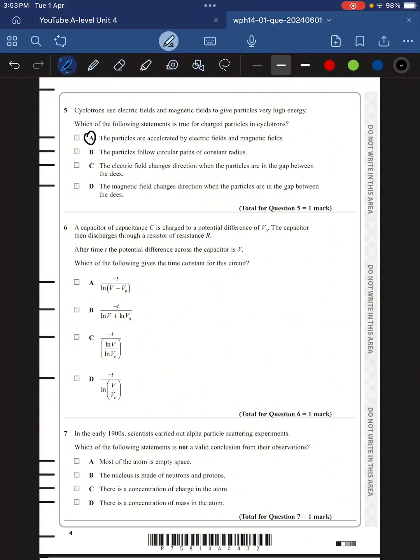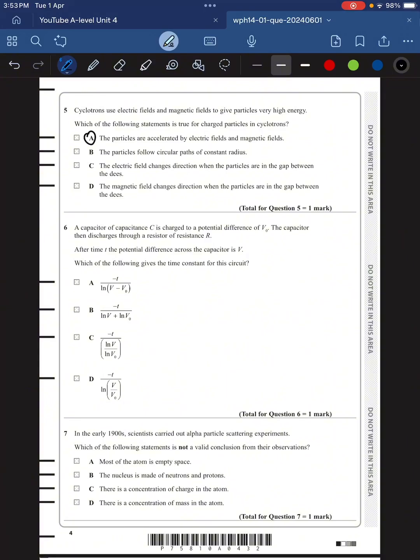The particles follow circular paths of constant radius. That's not necessarily true because the radius depends on the charge and the mass and so on. The electric field changes direction when the particles are in the gap between the Ds. That sounds true. So let me think what's false here. No, that's not true. The direction changes only the moment they enter the Ds, not when they are in the Ds.